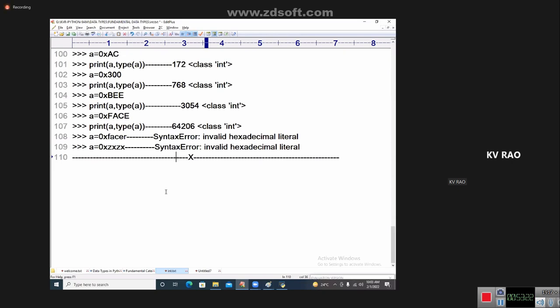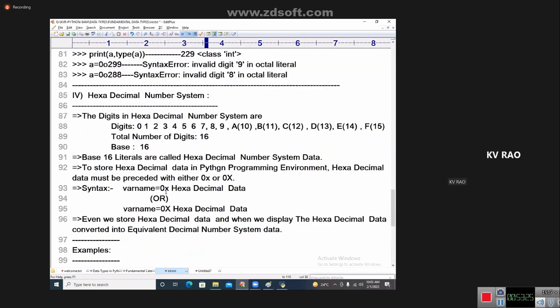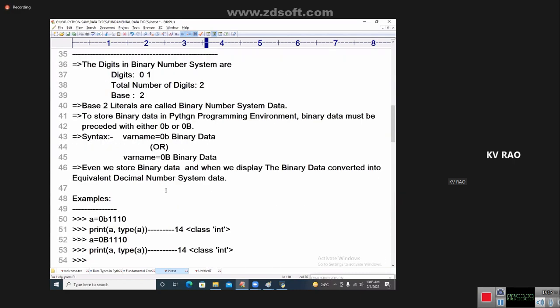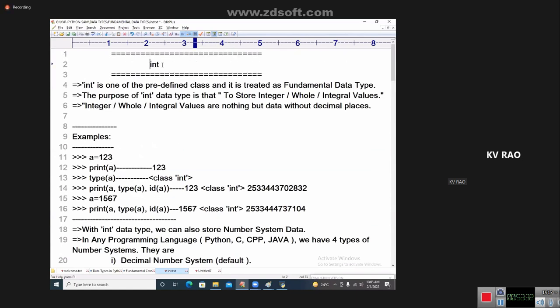Okay, right. Coming to the point, this is called what? Number systems information. Which data type is it? Int data type. Yesterday only I said, finish it off.